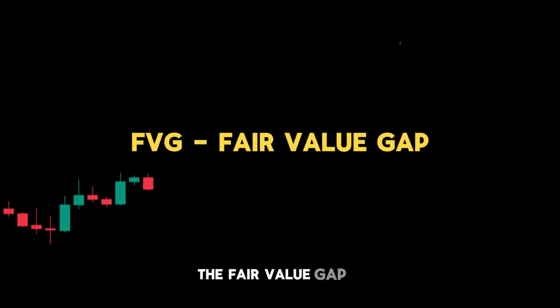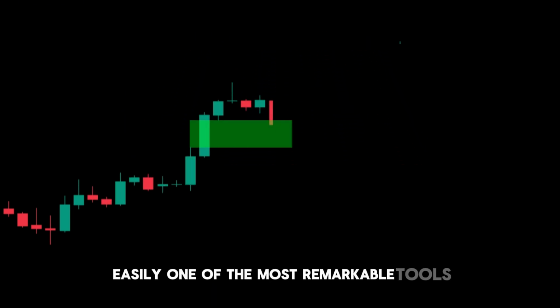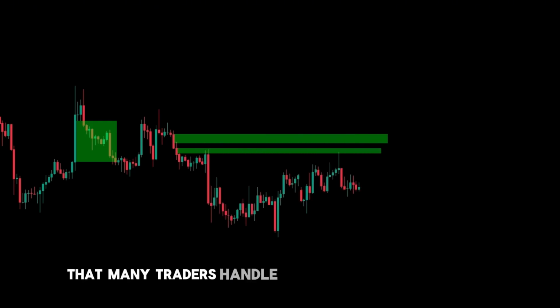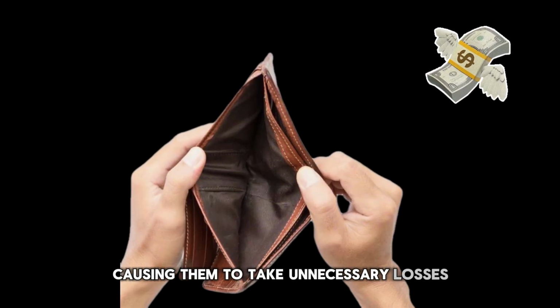The fair value gap is easily one of the most remarkable tools in trading. Leveraging this exact concept has allowed me to spot countless high-probability opportunities throughout my career. But the reality is that many traders handle it completely incorrectly, causing them to take unnecessary losses.